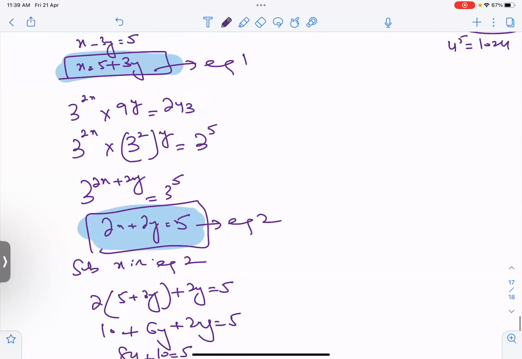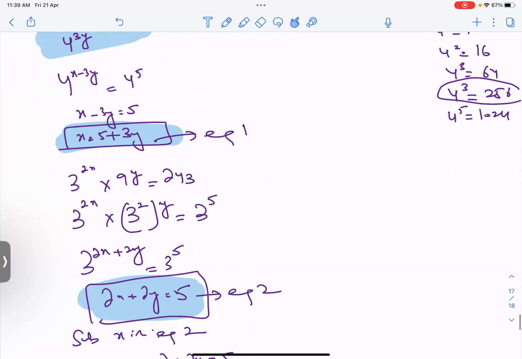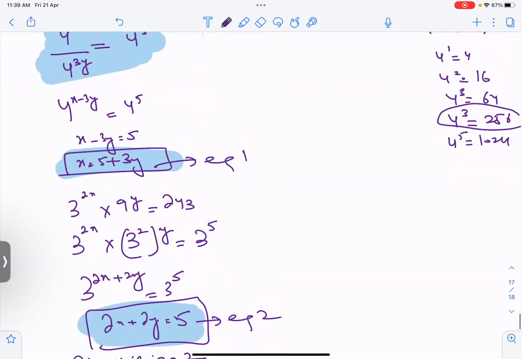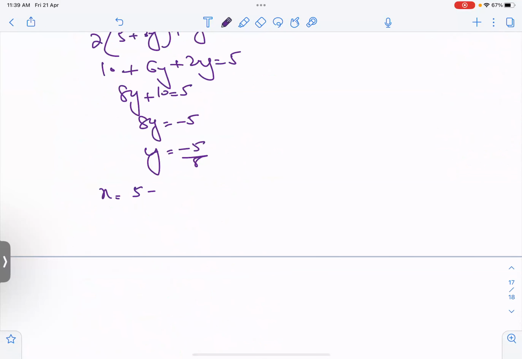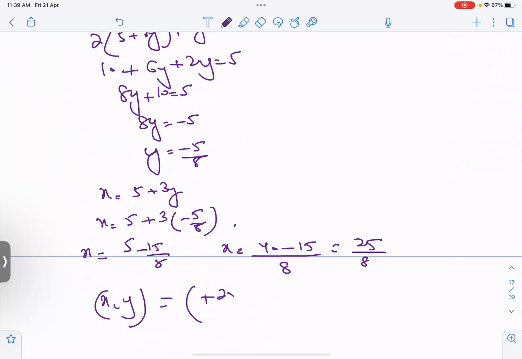Now, once you get the value of y, you can easily substitute it in any one of the two equations to get the value of x. So I'm writing x equals 5 plus 3y. So x equals 5 plus 3 times y. I'm getting 5 minus 15 upon 8 as x. x equals, take out the LCM, 40 minus 15, which is 25 upon 8. Okay, so the answer for x comma y is 25 upon 8 comma minus 5 upon 8.